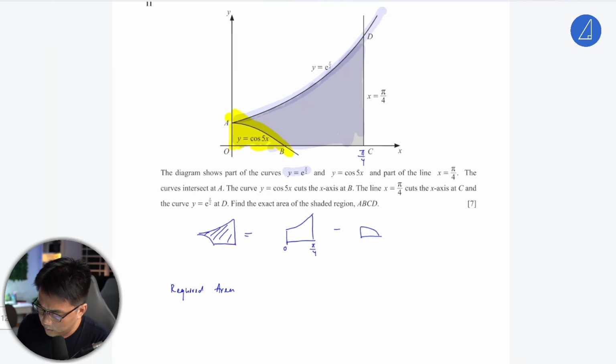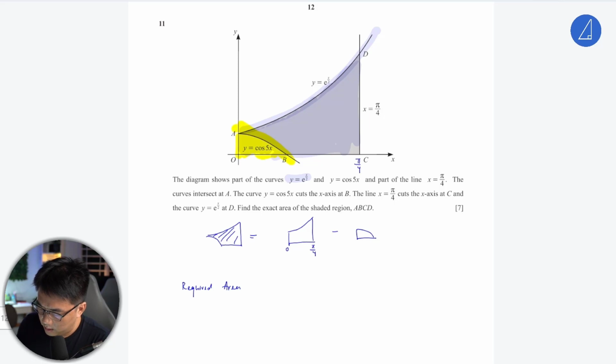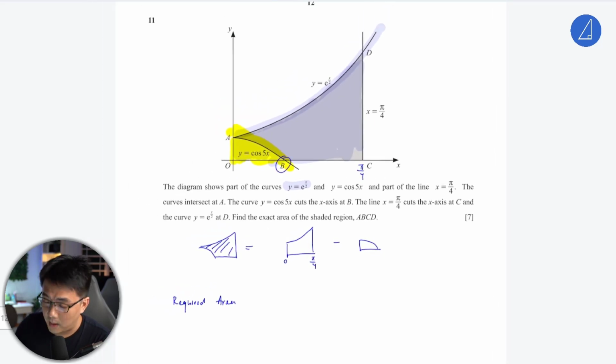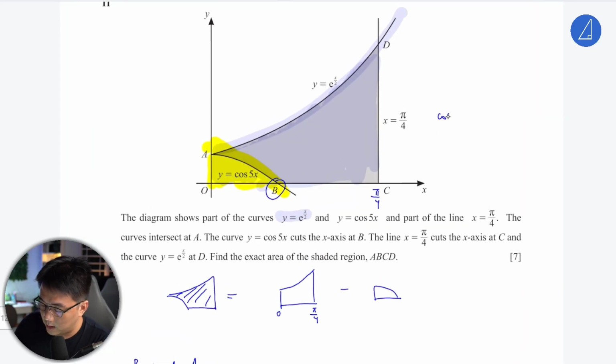Okay, so we essentially need this to solve this part here. In this case, this is where cosine 5x is equal to 0. This is y equals 0, right? We need to solve this. So 5x will be cosine inverse 0. Cosine inverse 0 will be 90 degrees, which is pi/2.